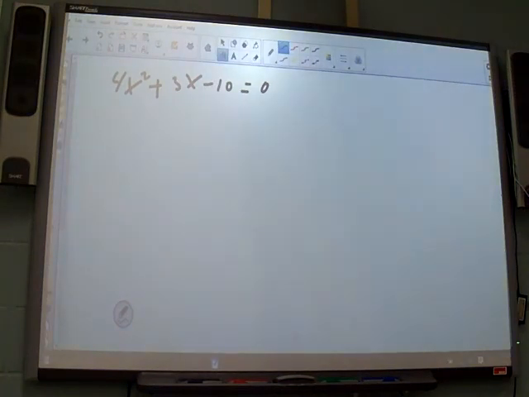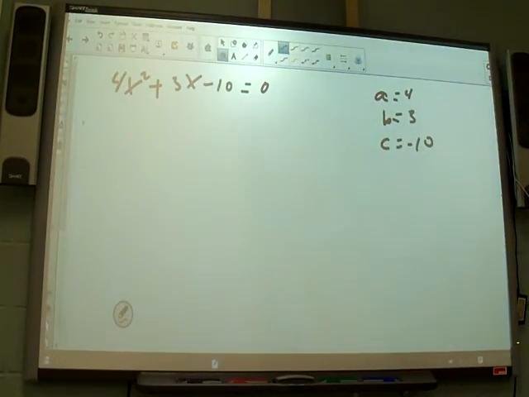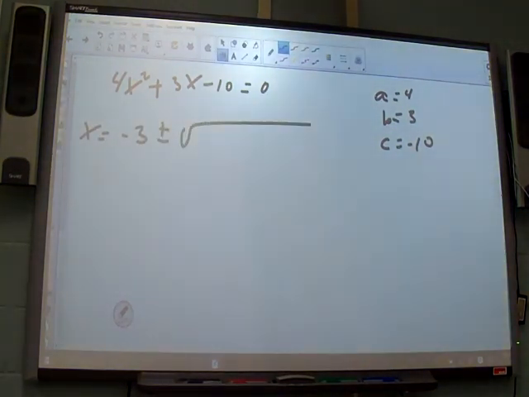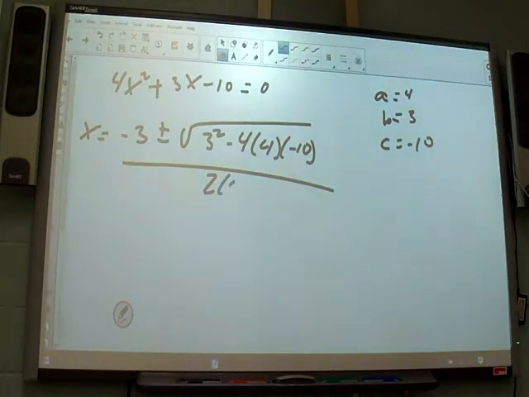I didn't even think about another method here. I just did what I think most of y'all did on this one, the quadratic formula. Is that about right? So you had an A of 4, a B of 3, and it's already in standard form, nice and neat for you. So we go x equals negative b plus or minus the square root of b squared minus 4ac over 2a.